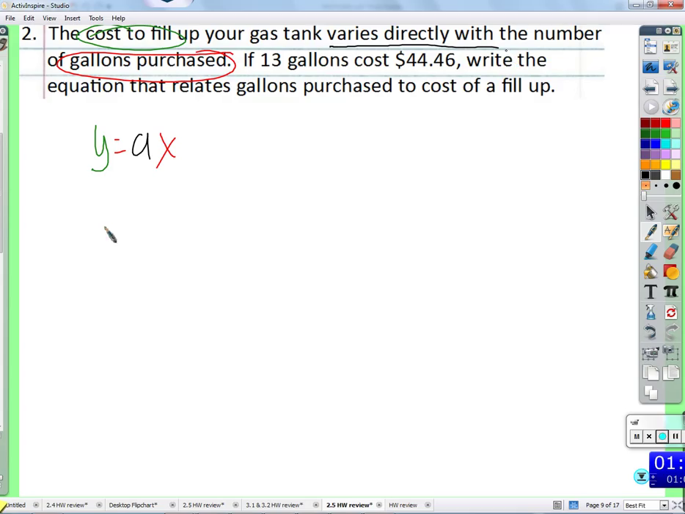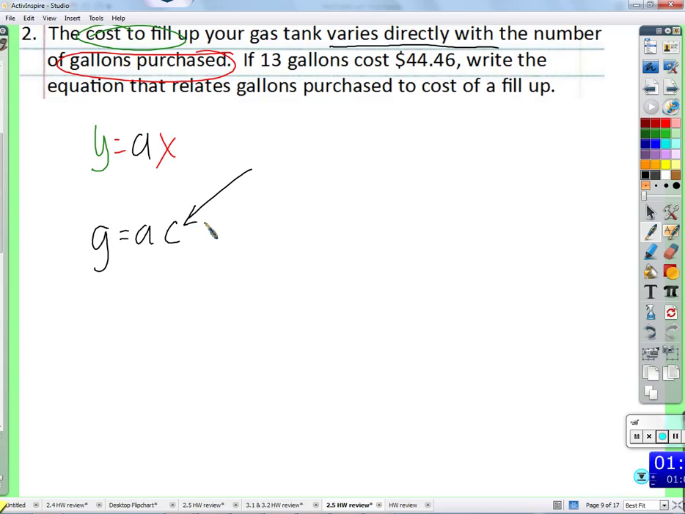Right, because if you do G for gallons equals A times C for cost, I mean, if Y varies directly with X, then X varies directly with Y. They vary back and forth. It's just that now look at what we're going to ask ourselves to do. This is intended to be the output, right? And this would be the input, because this is all by itself. So we're going to plug stuff in.